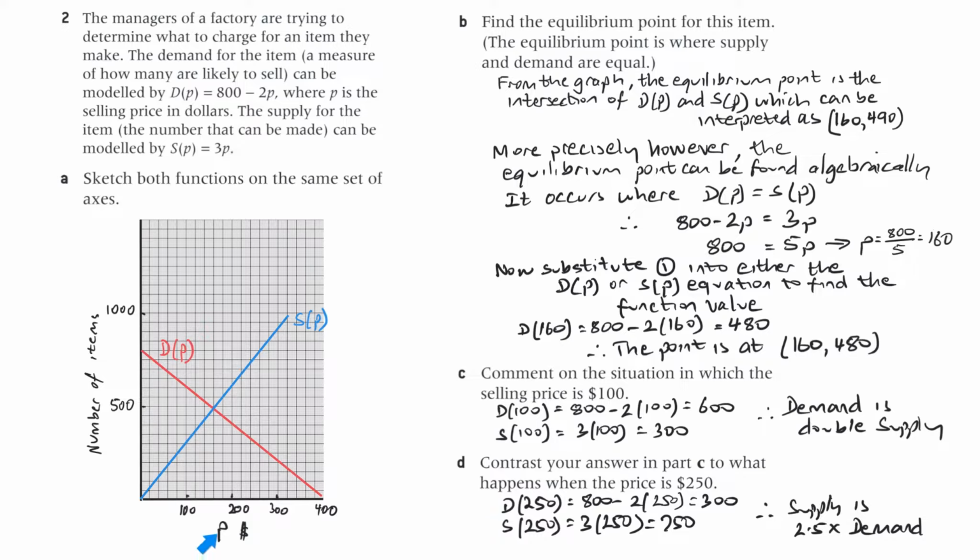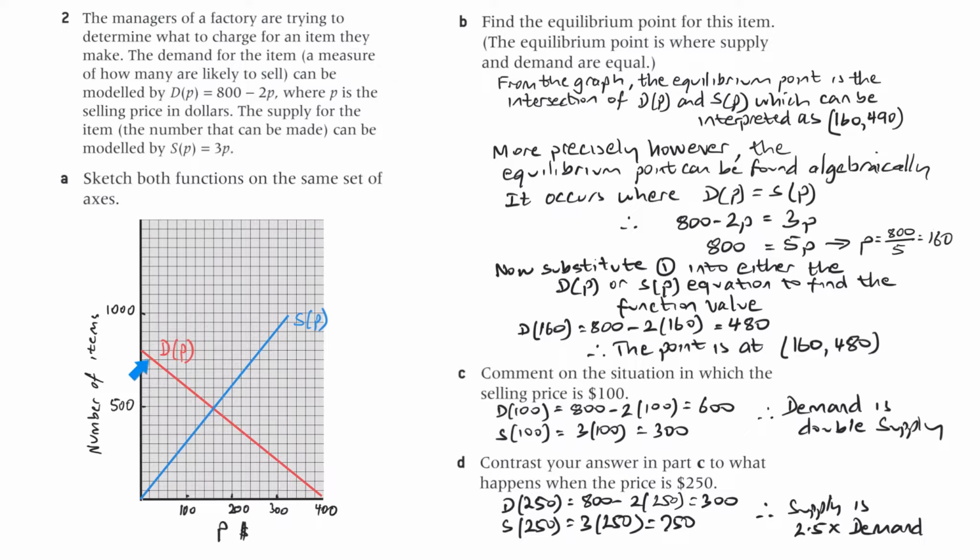Okay, I've set that up here. This is p, the selling price in dollars. This is the number of items. And so the demand function is that one, which has a negative slope. As you could imagine, as the price increases, the demand for the item will be less. With regard to the supply function, as the price of the item increases, because there's a lot of money to be made with this item, there'll be more of them. So the supply will increase because there's a profit to be made.